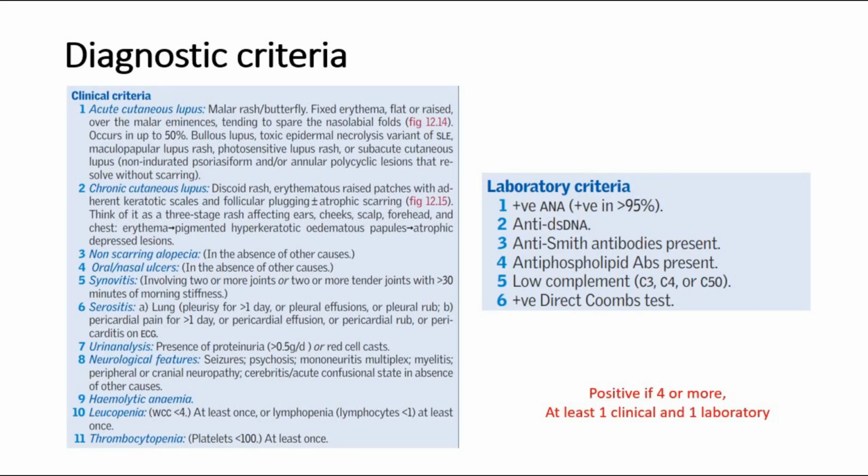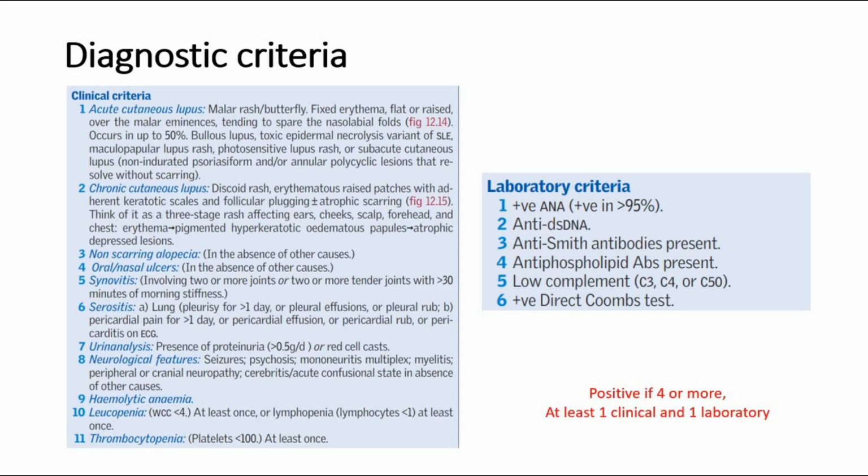This is the diagnostic criteria for SLE. So they are divided into the clinical and laboratory criteria. Clinical criteria, there are 11 of them, which includes acute cutaneous lupus, where the patient has malar rash, chronic cutaneous lupus, which consists of discoid rash, later I will show the pictures, non-scarring alopecia, oral or nasal ulcers, synovitis, where there are 2 or more joint pains, serositis, which can be divided into pleuritis or pericarditis, at the lung or the heart.